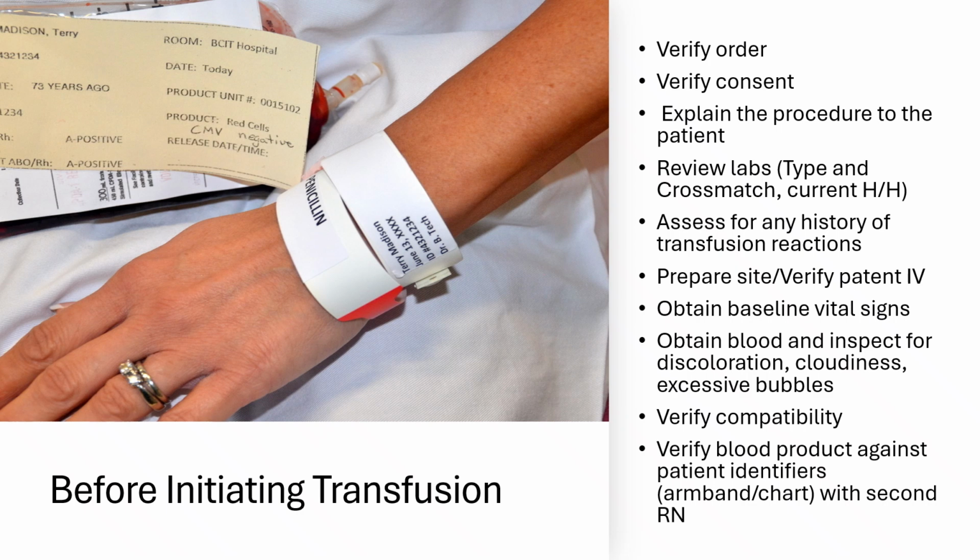You want to obtain the blood and inspect it for any type of discoloration, cloudiness. And you want to ensure that the blood that was delivered matches your patient's blood type or that it is O negative. You want to verify the blood product against the 2 patient identifiers. And you want to prime the blood tubing and begin the transfusion within 30 minutes of obtaining the blood.